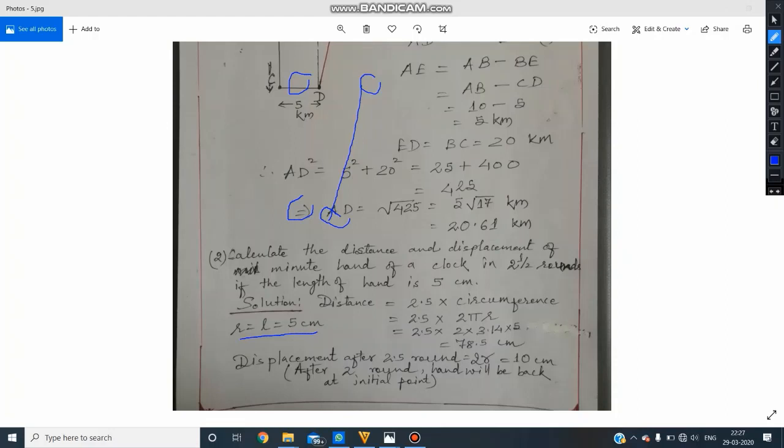circumference, which stands equal to 78.5, and displacement will be equal to the diameter length of the circle. As after 2 rounds the body is back on the initial position, and in the remaining half round it is covering just the diametric length. So this is how we solve the sample questions.